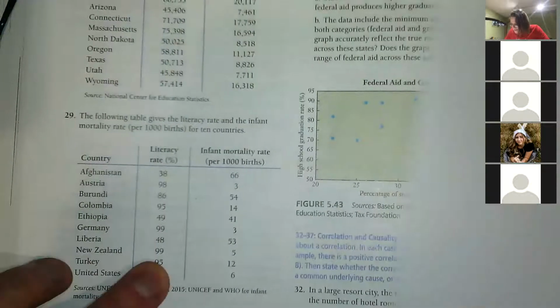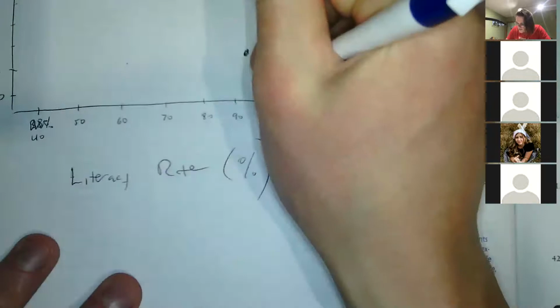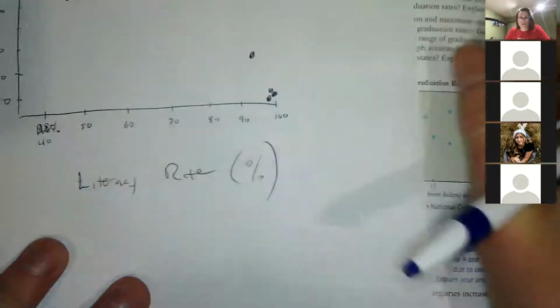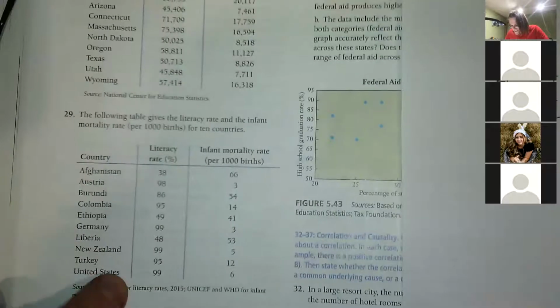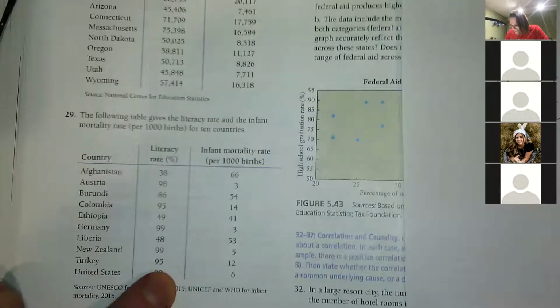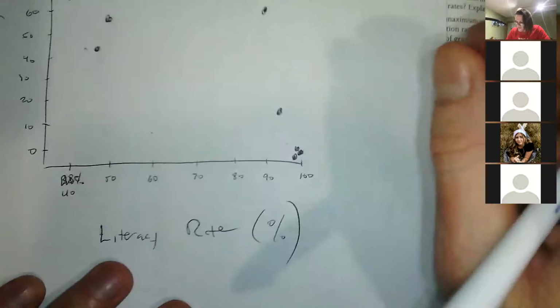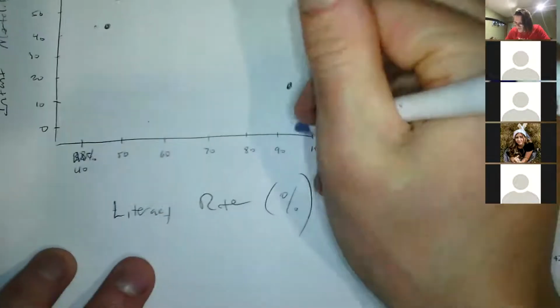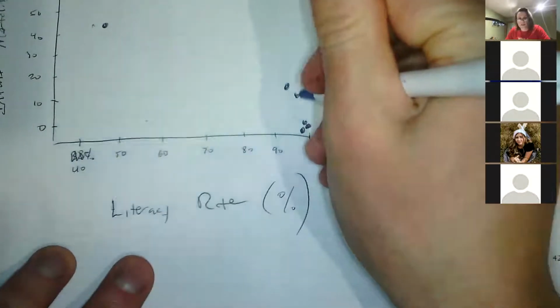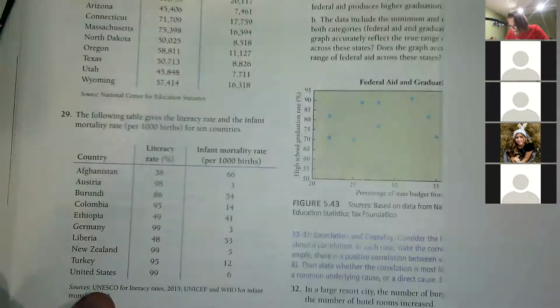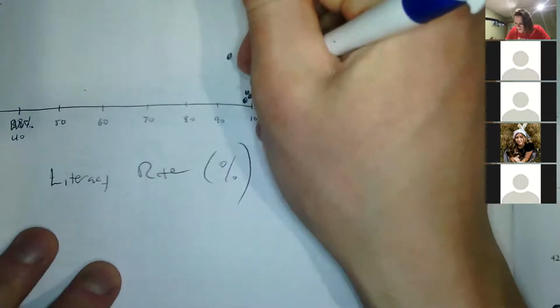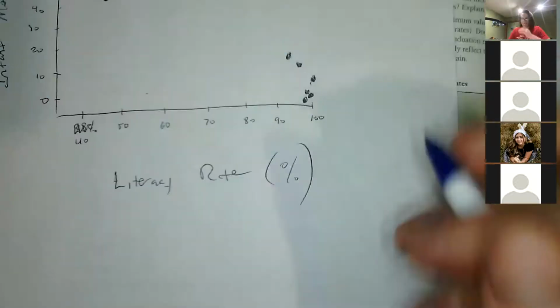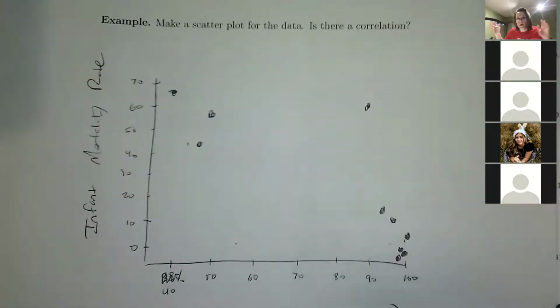Again, I'm just very, very estimating. New Zealand, 99-5. Again, I'm kind of running out of space for the dots. I'm just putting them right next to each other. Turkey, 95-12. A little higher than you'd expect, but I guess it's Turkey. And then United States, 99-6, somewhere there.